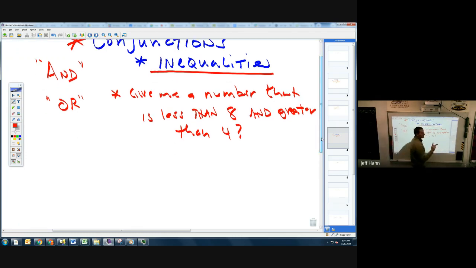Now, this is the way this phrase would look in math. Give me a number that is less than 8. X has to be less than 8, and X has to be greater than 4. Right? Wasn't that what I said? The word "and" means both have to be true. Okay, both have to be true.